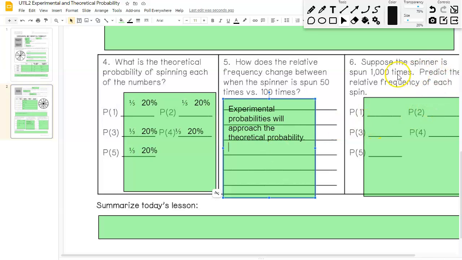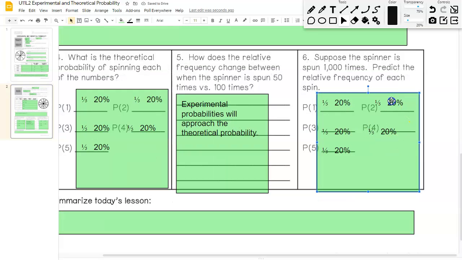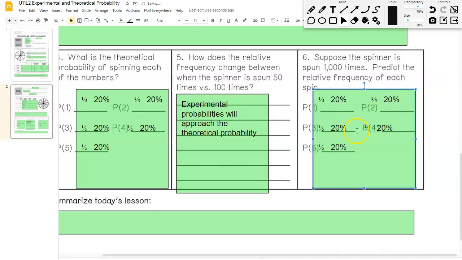Okay? Suppose the spinner is spun 1,000 times, predict the relative frequency. Well, the answers are going to be exactly the same. The relative frequency is going to get close to the theoretical probability. Okay, now it's never going to be perfect, but it's going to be close every single time. So go ahead and summarize the lesson, talk about what we've learned today, and what is the difference between theoretical probability and experimental probability. Then go ahead and work on our assignment in ALEX.